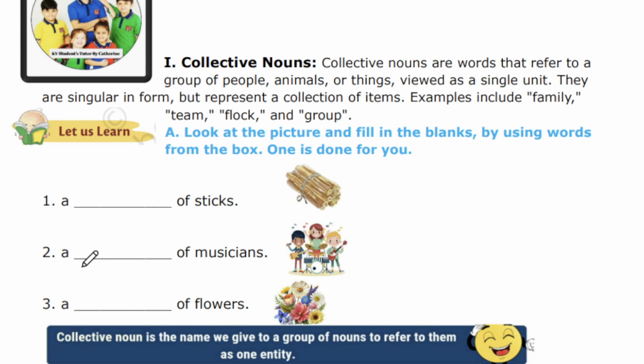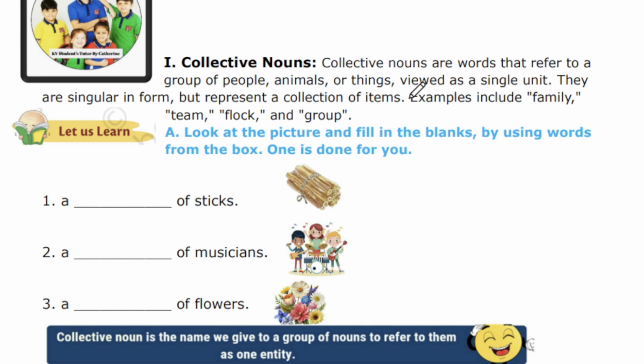Okay, and here a dash of musicians, a band of musicians. So, band is a collective noun. So, you have to understand what is a collective noun. Collective nouns are words that refer to a group of people, a group of animals, or a group of things. For example, if you have many ants in one place, that is called an army of ants. So here army is called a collective noun.